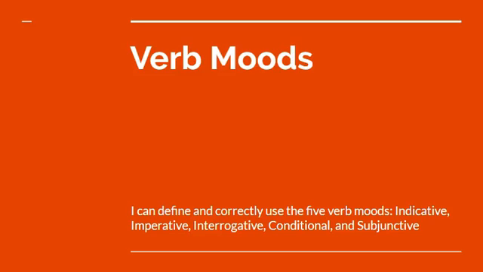So today's topic is the verb moods: indicative, imperative, interrogative, conditional, and subjunctive. And if you've never heard of moods before in grammar, don't worry, because it's not as strange or as difficult as it might sound.